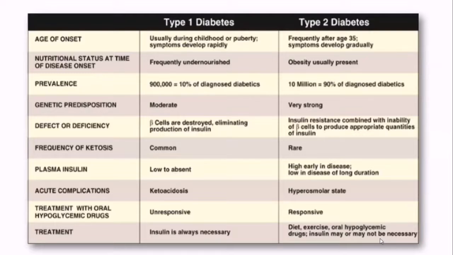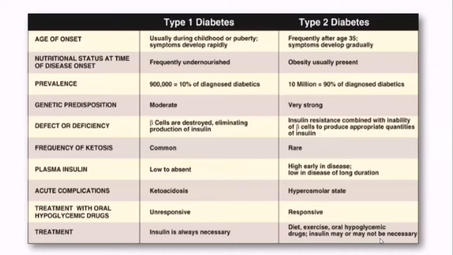So treatment with oral hypoglycemic drugs, which induce insulin production, is not correct for type 1 diabetes, as beta cells themselves are destroyed completely. Whereas these oral hypoglycemic drugs can be very effective in treating type 2 diabetes, where they can induce the production of insulin from the remaining beta cells.